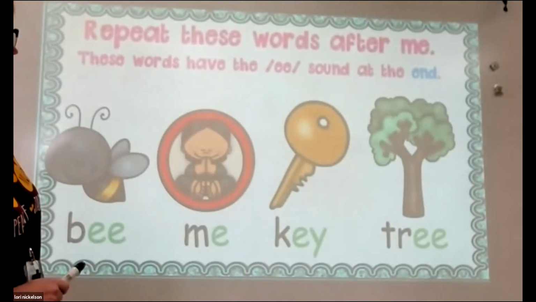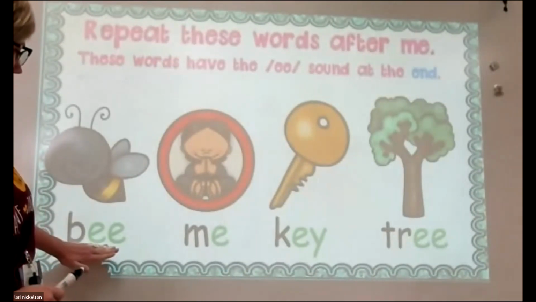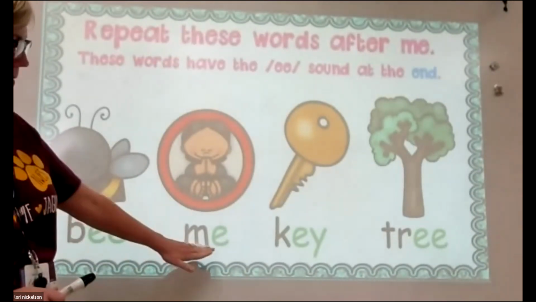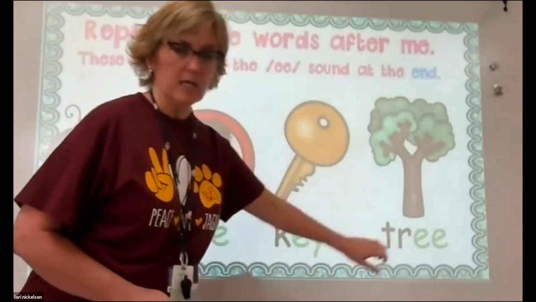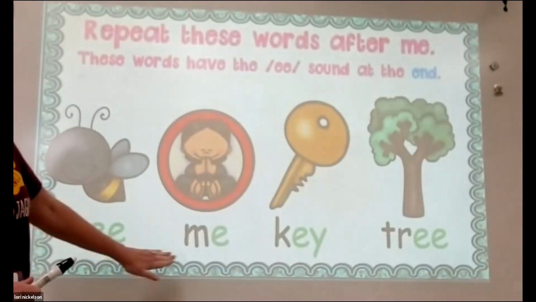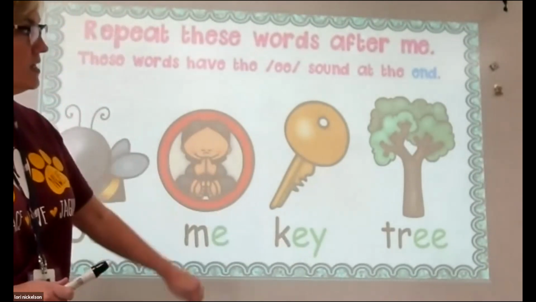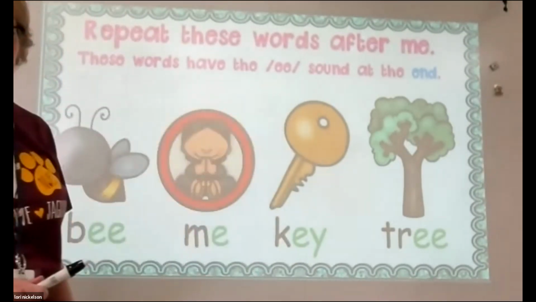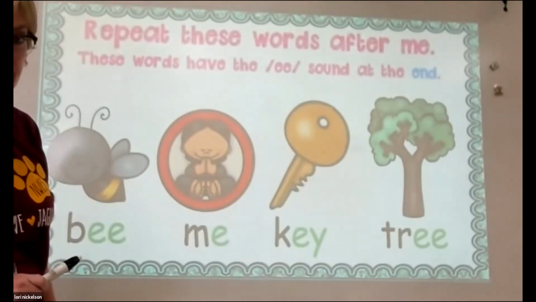Repeat these words after me. These words have the E sound at the end. Bee, me, key, and tree. Notice they're all spelled differently. You either have the double E, just one E, or an EY there, giving us the E sound. And we also had the EA earlier that gave us that sound.